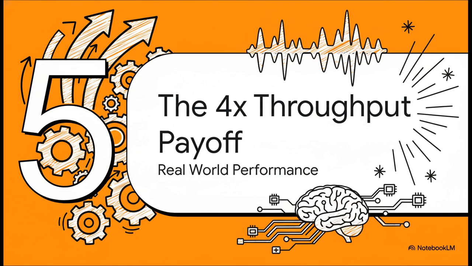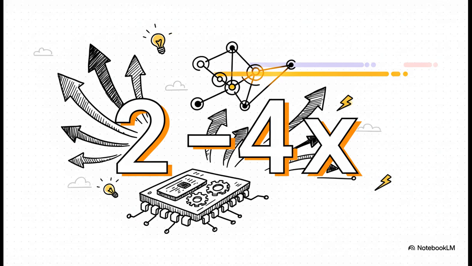All right, so the theory is awesome. The new features are cool, but what's the bottom line? What does this actually mean in the real world? Let's talk about the payoff. 2 to 4 times. That's the performance boost we're talking about. Throughput here, how many requests the system can handle. This isn't some tiny 5% improvement. This is a massive, massive leap forward.